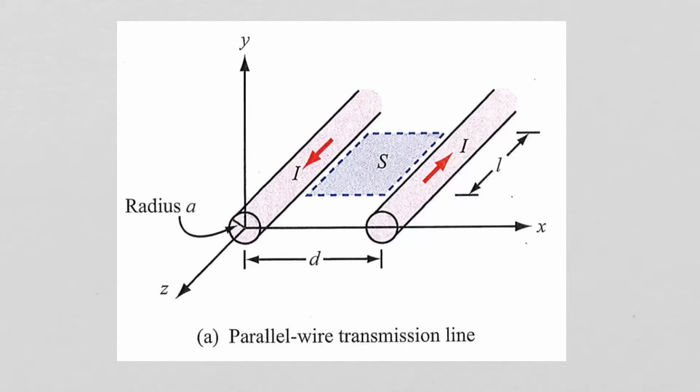The inductance per unit length is an important parameter when dealing with transmission lines. So let's look at calculating the inductance per unit length for a simple parallel wire transmission line.